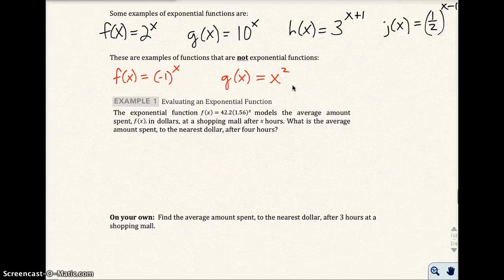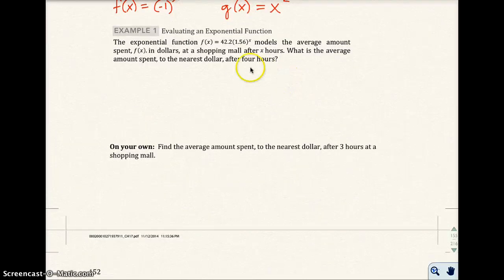Okay. Let's talk about example 1, how to evaluate an exponential function. The exponential function f of x equals 42.2 times 1.56 to the x power. This amount is the average amount spent in dollars at a shopping mall after x hours. What is the average amount spent to the nearest dollar after 4 hours? We're going to go ahead and input 4 for x.